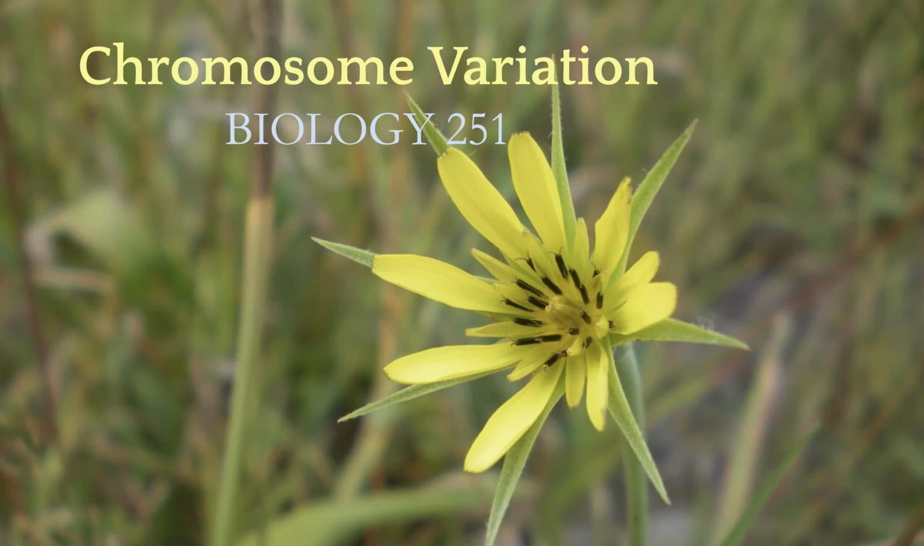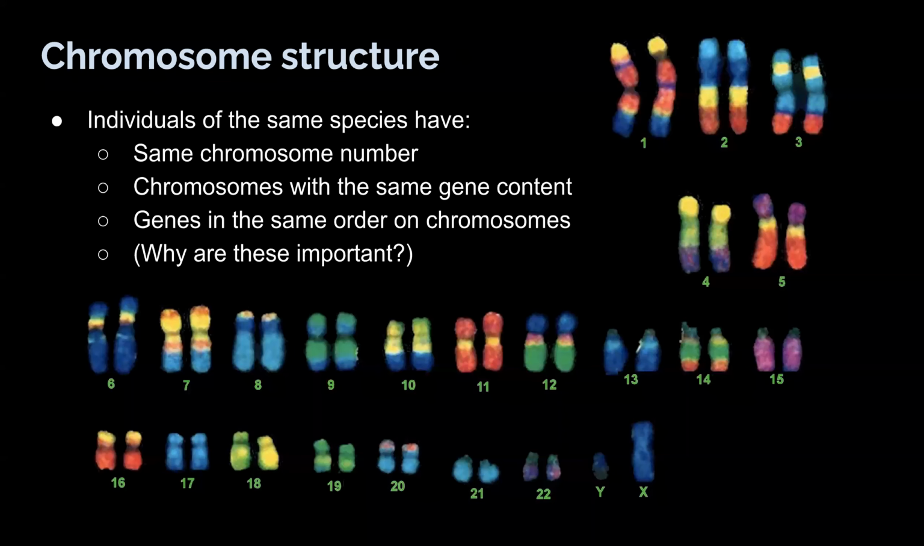What happens if you have an extra set of chromosomes? What happens if you have one extra chromosome or one chromosome too little relative to the rest of your species? What happens? So back to chromosomes again, we've seen this illustration a few times.